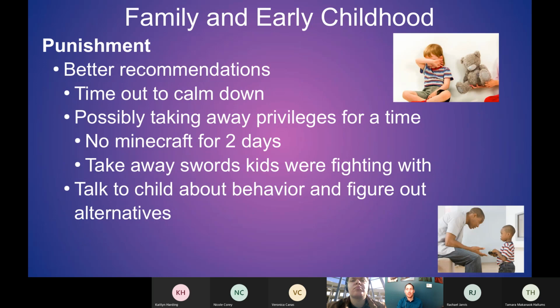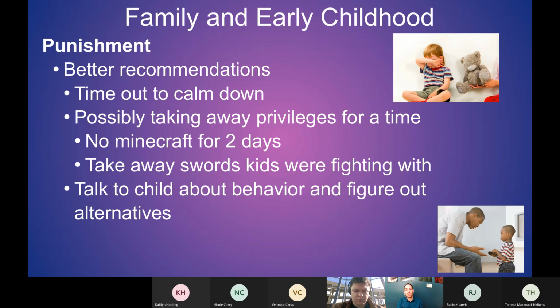Some punishments that are better, or more recommended by psychologists, include taking a time out to calm down. That allows a child, especially in early childhood, to have space, to take some breaths, to play with toys for a minute, and also gives the parent some time to calm down. Let's say a child drew all over a wall you just painted and you're really frustrated. Rather than yelling, it's probably better to have a timeout, have some time apart so that you can both calm down, and then be able to talk about things.